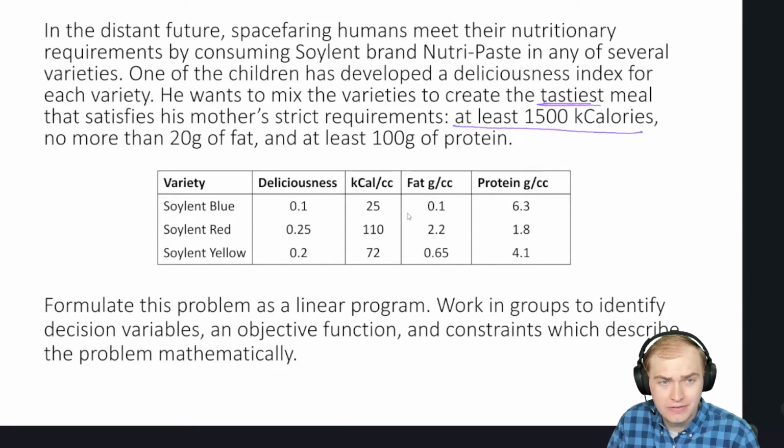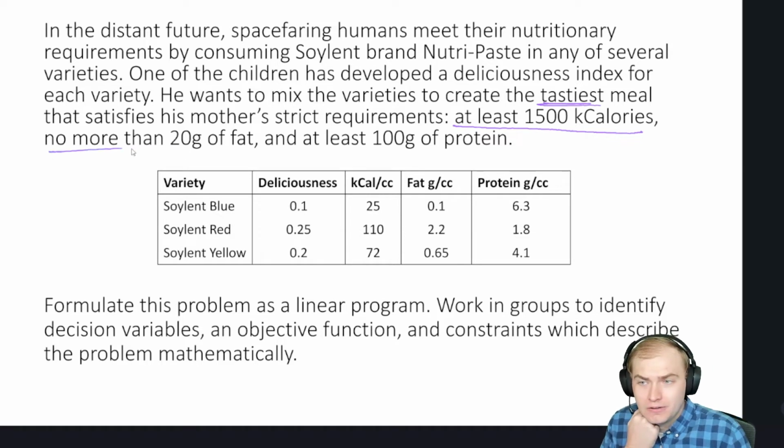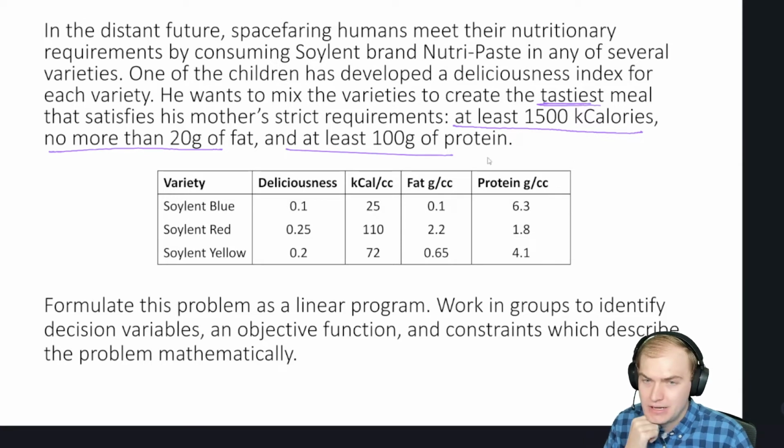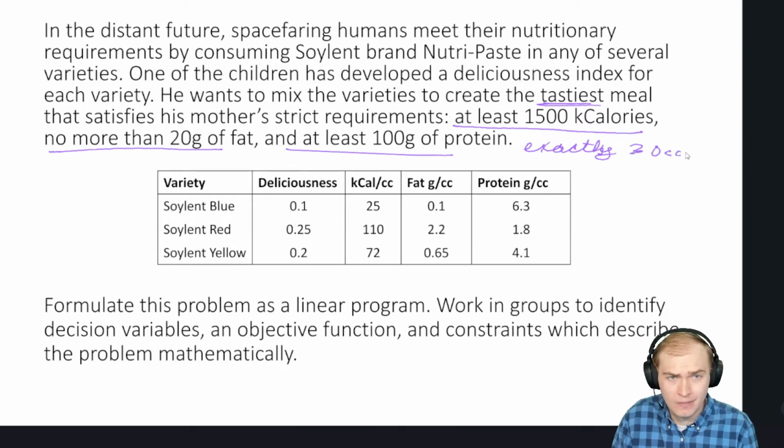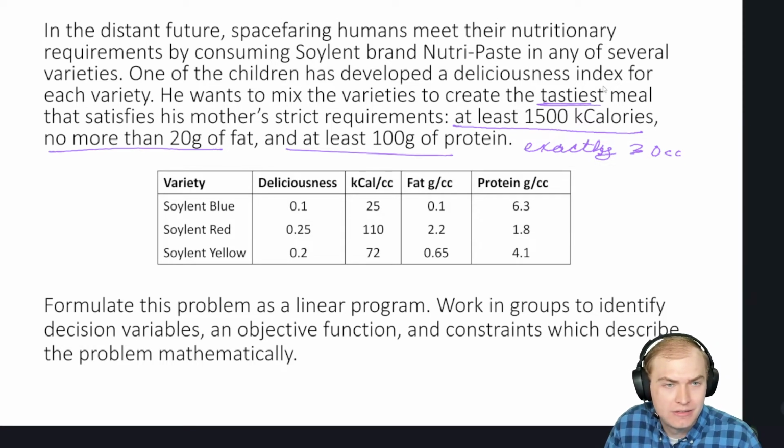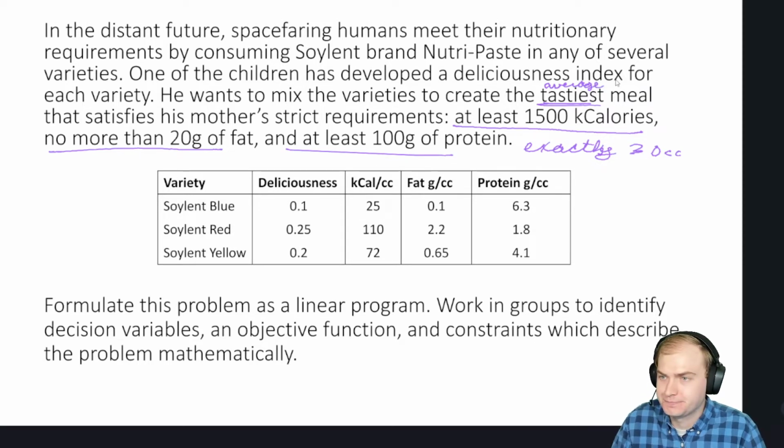At least 1,500 kilocalories, no more than 20 grams of fat, at least 100 grams of protein, and I thought I updated this page, but I guess I didn't. Exactly 30, not 300, cubic centimeters. And this should be tastiest, or average tastiest. Formulate the problem as a linear program. Think about decision variables, objective function, and constraints.